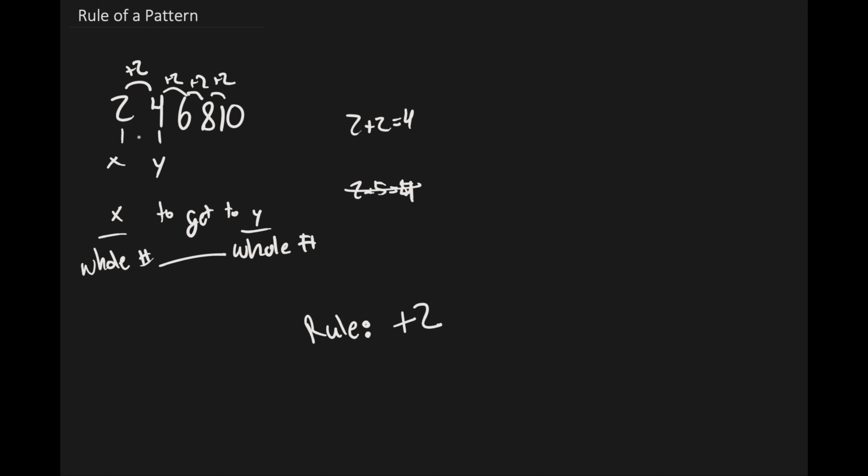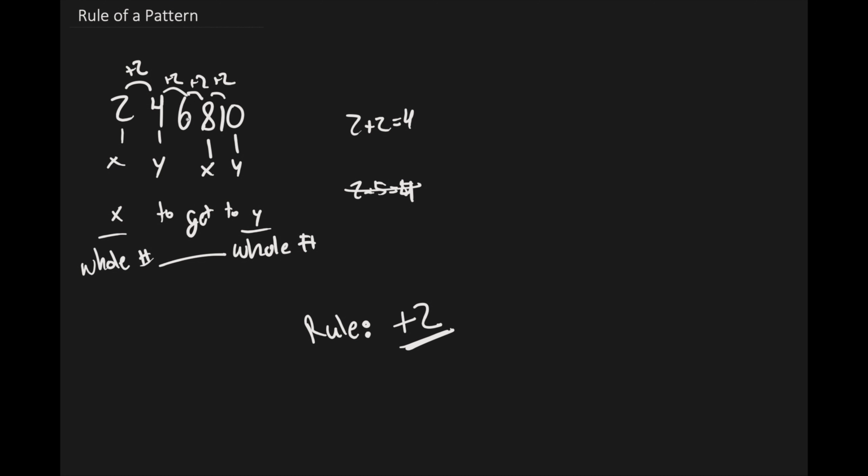So how much does it take? So now let's go here. Let's imagine now 8 is x and 10 is y. If it takes 2 from 8 to get to 10, that means the rule is still plus 2. So the rule for this pattern is plus 2.